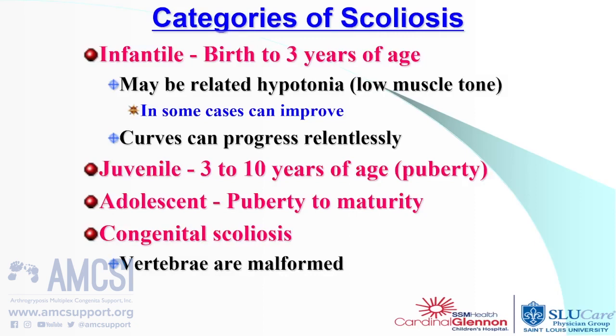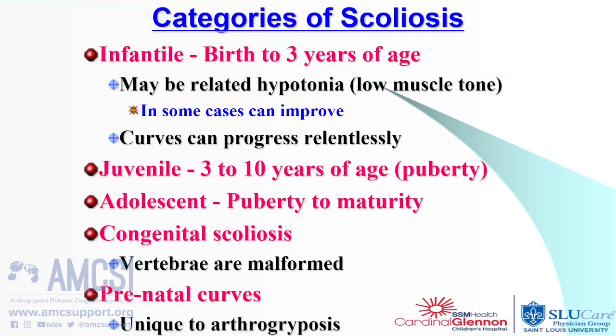There's a certain kind of curve that does not show up very much in arthrogryposis, but is worth mentioning here, something called congenital scoliosis. And these are where the vertebrae are actually malformed. So instead of the vertebrae being nice little blocks, they're kind of triangular shaped, so that the spinal cord takes a little bit of a deviation as it goes through that triangle. But again, not something we see very much in arthrogryposis.